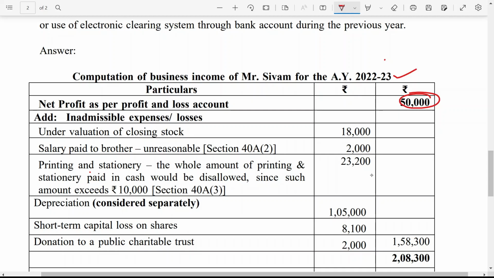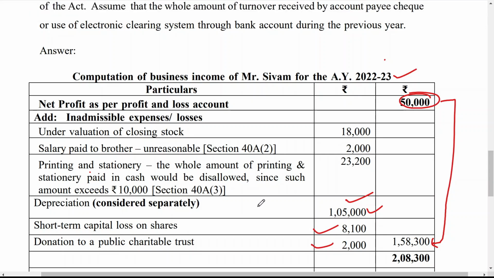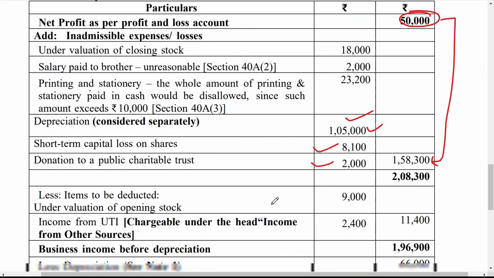Depreciation, we will deduct separately as per the income tax. So whatever depreciation is given in the profit and loss account, we will add that depreciation straight away here. Short term capital loss on share is not an admissible expense. So what we have done here, we have added it. Then donation to public charitable trust is also inadmissible expenditure, so we have added it. So if you add all this, you will get 2,08,300. So this is your net profit after adding inadmissible expenses and losses.